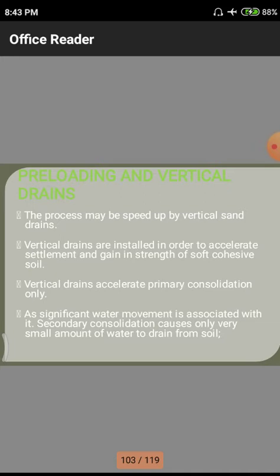Next one we have is, vertical drains accelerate primary consolidation only. We have primary consolidation and secondary consolidation. In primary consolidation we remove the water content in the soil. But in the case of secondary consolidation, where there was water there are automatically voids in the structure. We need to remove those voids by using a vibratory method. So by using vertical drains we remove only the water content. Applying preloading along with vertical drains automatically improves the secondary process of consolidation also.